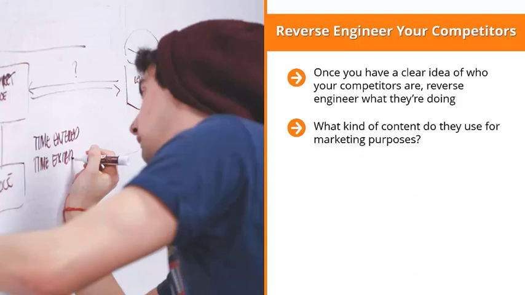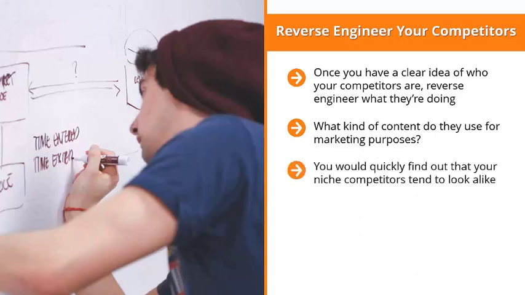After you've spent some time asking these questions and processing your competitors in a systematic and methodical way, you should have a clear idea of what your niche industry standard is. You would quickly find out that your niche competitors tend to look alike. They tend to address the same problems. They tend to have the same solutions. Their social media accounts tend to look similar to each other. Be mindful of this. Look at these similarities and understand that this is the industry standard in your niche. Whatever website or social media account or mailing list you come up with must fit the industry standard.